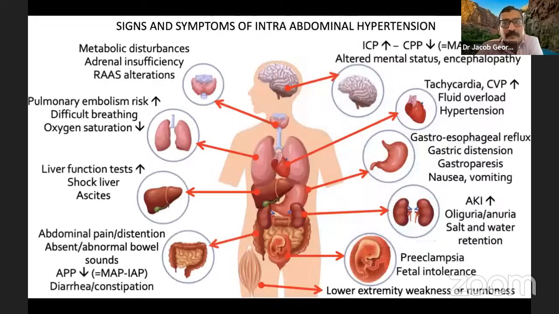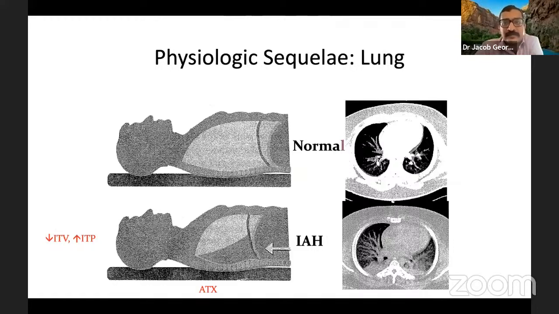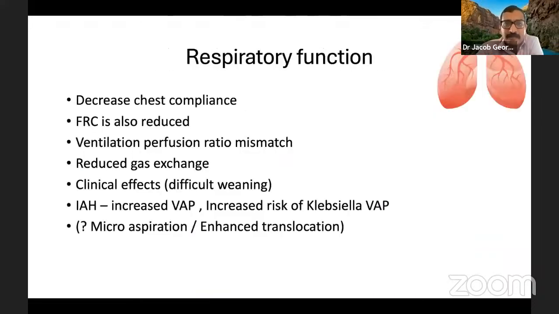Now, abdominal compartment syndrome is not just confined to a single system. It has effects on almost all the systems. We'll come to that in detail. First, the most common thing associated is that when the pressure in the abdomen increases, the diaphragm moves cephalad, and that causes an increase in the intrathoracic pressure and a decrease in the intrathoracic volume. So you can have basal atelectasis and reduction in the lung compliance.